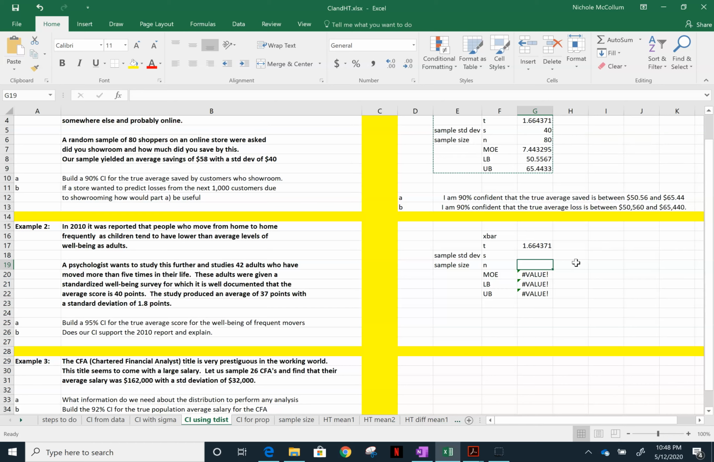My first step, pick the right formula. Got it. Isolate the variables. Got it. X bar, T, S, and N. What is N? Sample size. Well, how many people did I sample? It said 42 adults. Why do I like that?